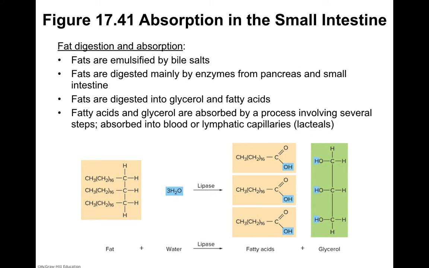Fats. Fats are emulsified by the bile salts. Fats are digested mainly by enzymes from the pancreas and small intestines. They are digested into glycerol and fatty acids. The fatty acids and glycerol are absorbed by a process involving several steps. They are absorbed into the blood or into lymphatic capillaries called the lacteals.